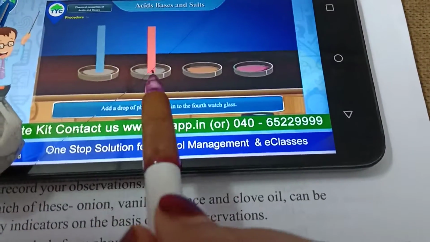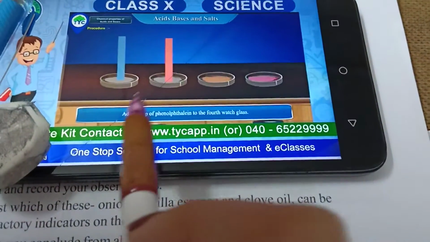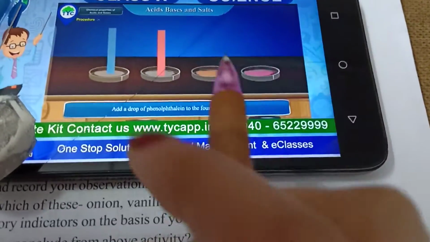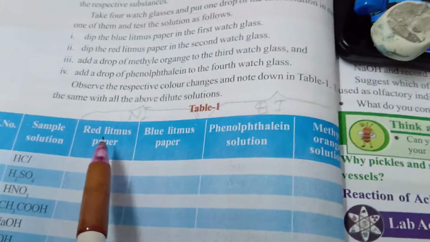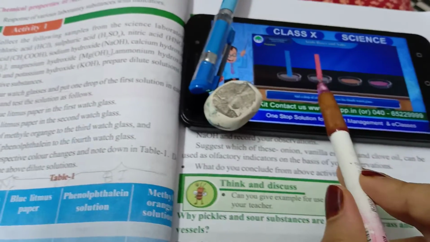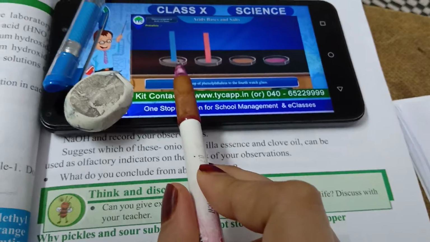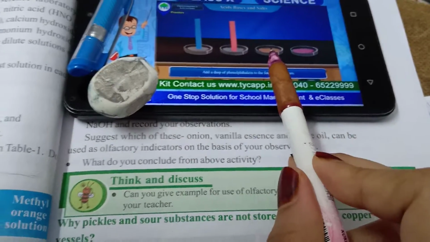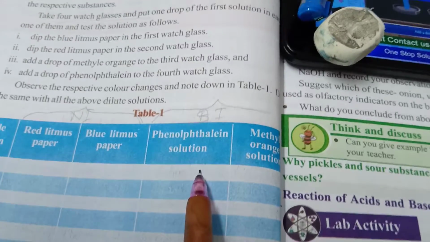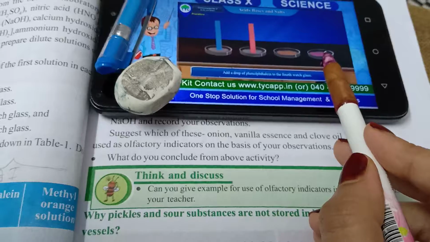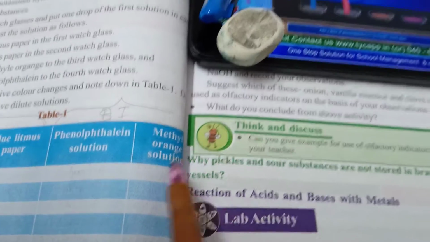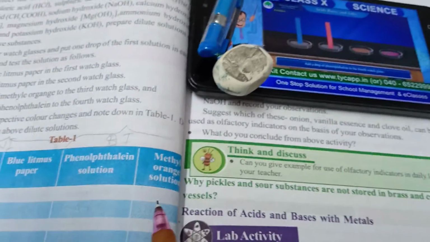Then you need to observe what changes occur in the experiment, and note them over here. When you dip red litmus paper, what reaction takes place? When you dip blue litmus paper, what reaction takes place? You have to write over here. And when you add phenolphthalein solution to the third watch glass, what changes occur? You have to write over here. And when you add methyl orange solution to the fourth watch glass, what changes occur there? You have to write over here.